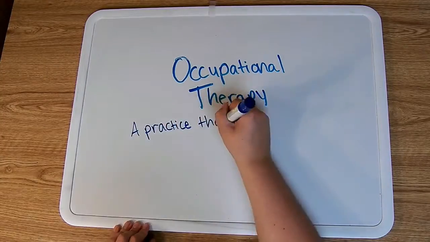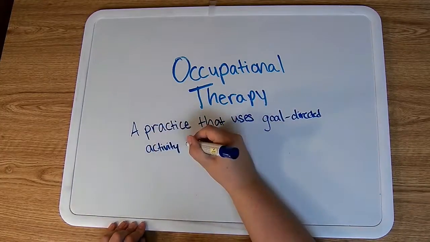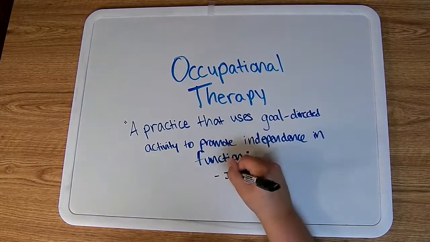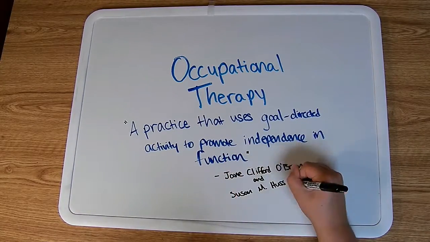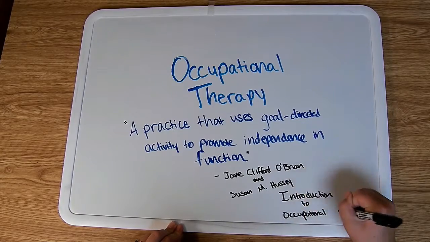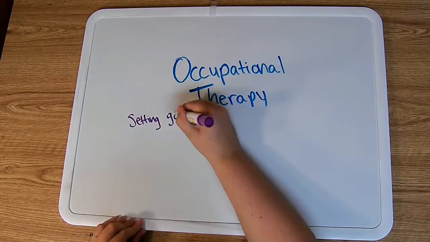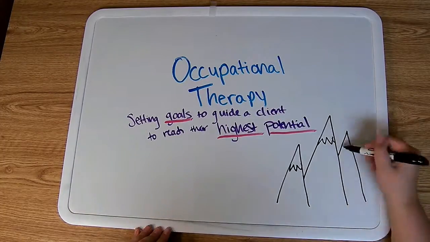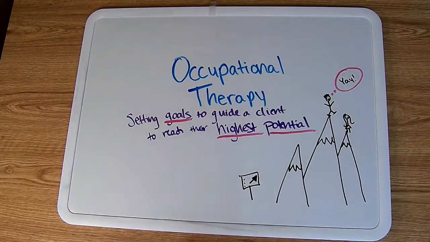According to Jane Clifford O'Brien and Susan M. Hussey's Introduction to Occupational Therapy, it is the practice that uses goal-directed activity to promote independence and function. I like to think of it as setting goals to guide a client to reach their highest potential. An occupational therapist could work with all different age groups and levels of ability.